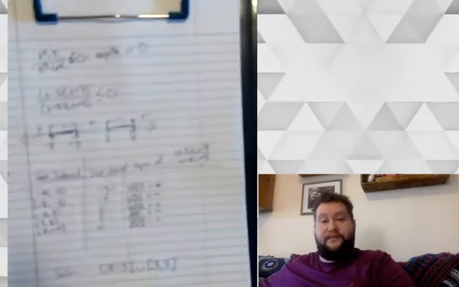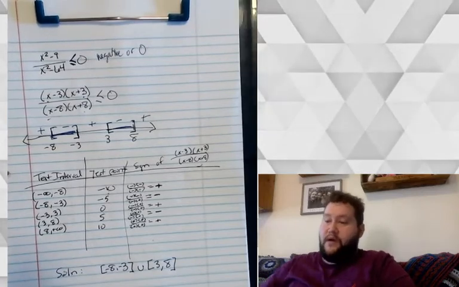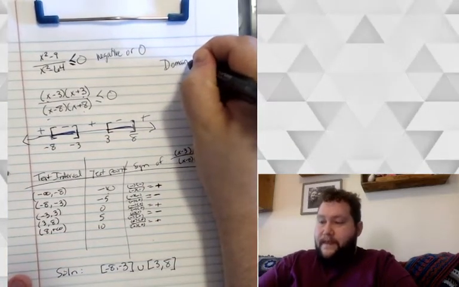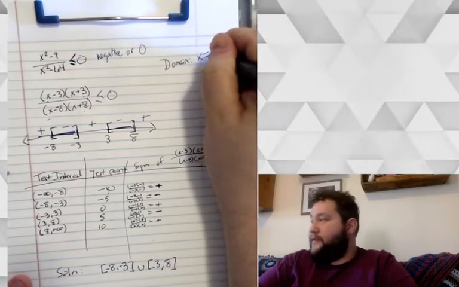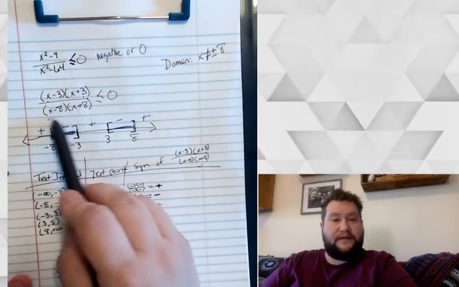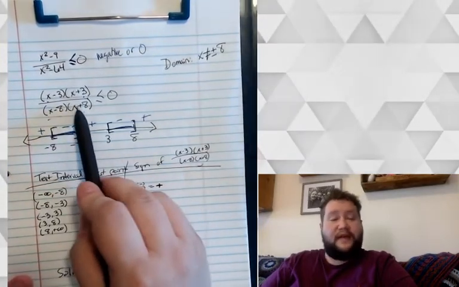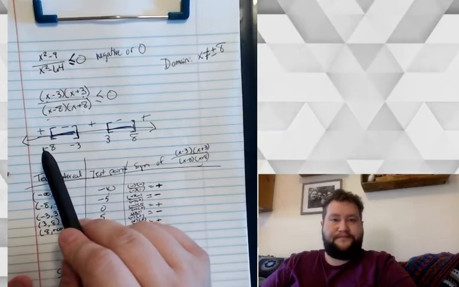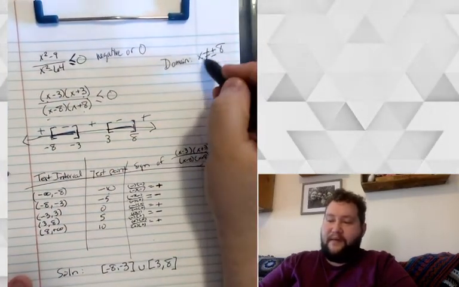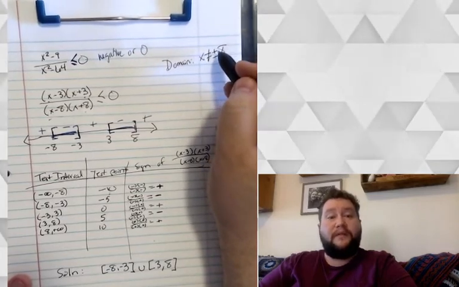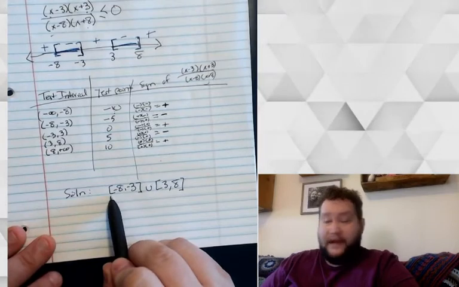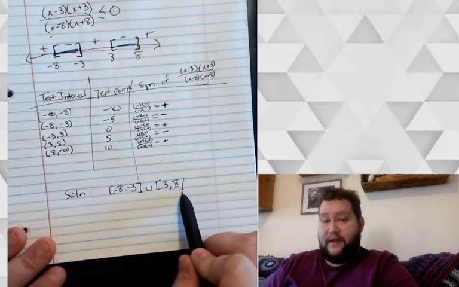However, in our domain here, x can't equal plus or minus 8. Because if x is positive 8, this is 0 and it's undefined. And if x equals negative 8, this is undefined. And so our domain can't include plus or minus 8. So did we include plus or minus 8 here? Well, we tried to include a negative 8 here, and we tried to include a positive 8 here.